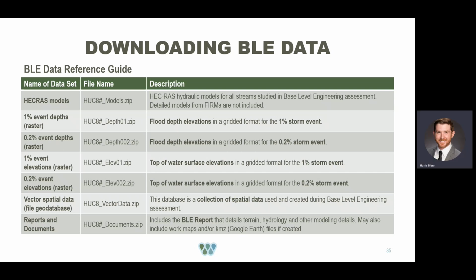The second to last entry in the table is titled Vector Spatial Data. This dataset has a file name in the format huc08_vector_data. The archive contains a zipped geodatabase with a collection of spatial data used or created during the BLE assessment. The final entry in the table contains relevant reports and documents associated with the watershed's BLE assessment. It has a file name in the format huc08_documents. It includes the BLE report that details terrain, hydrology, and other modeling details. It may also include work maps, as well as KMZ, that is Google Earth files, if they were created.